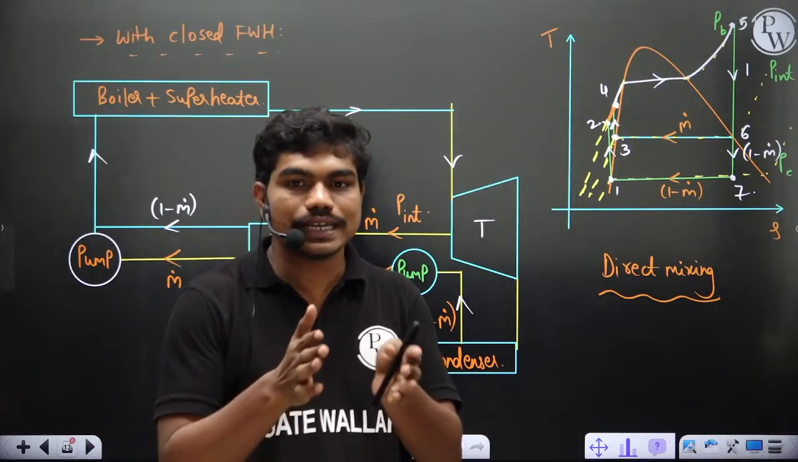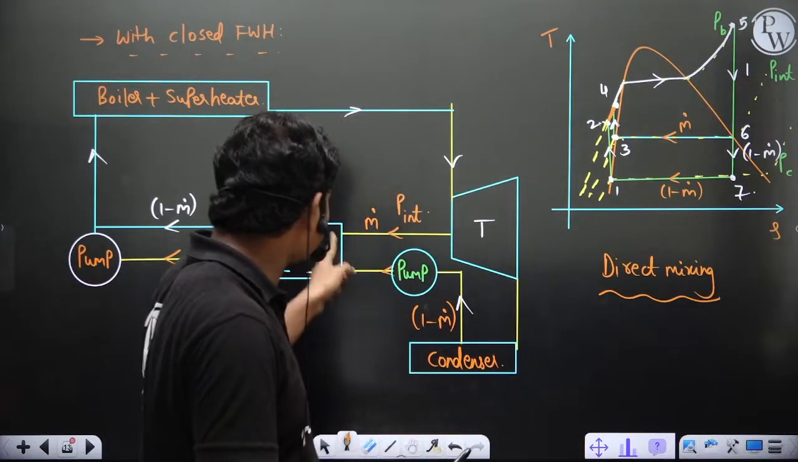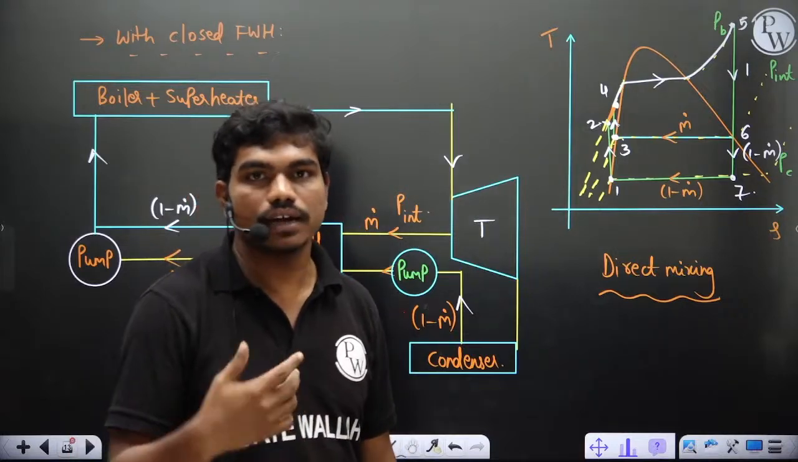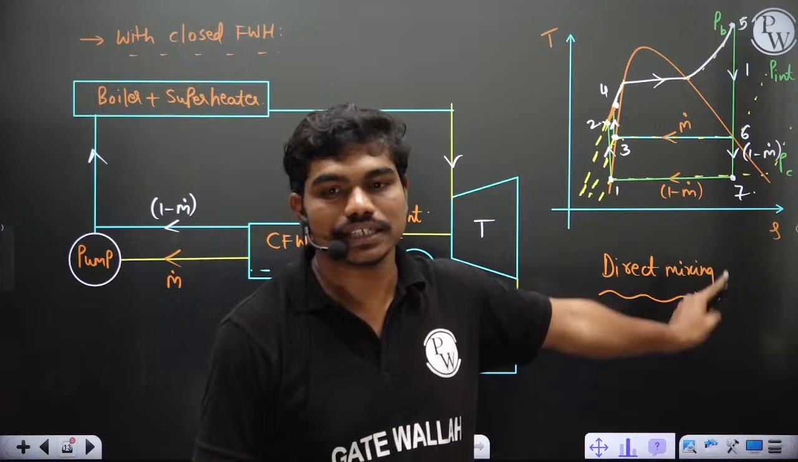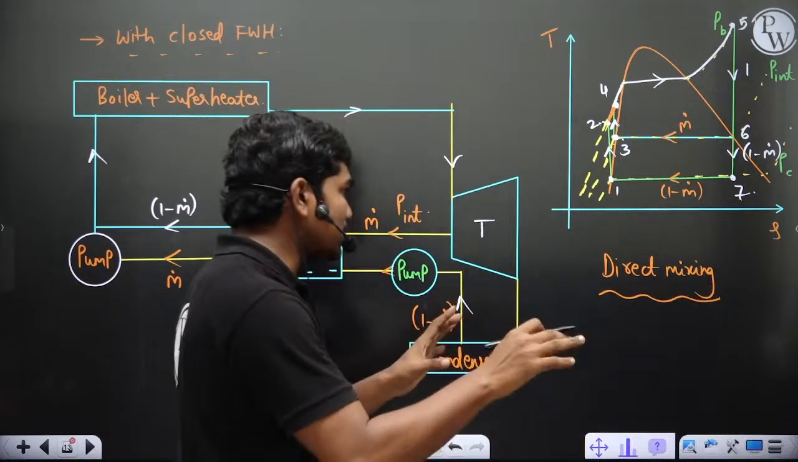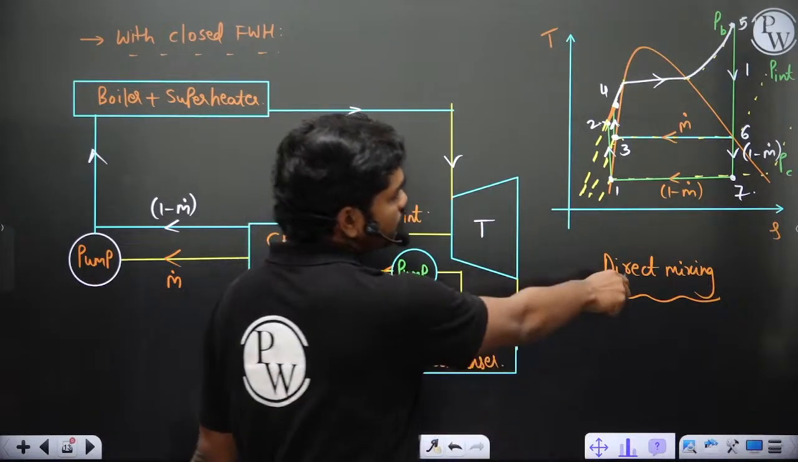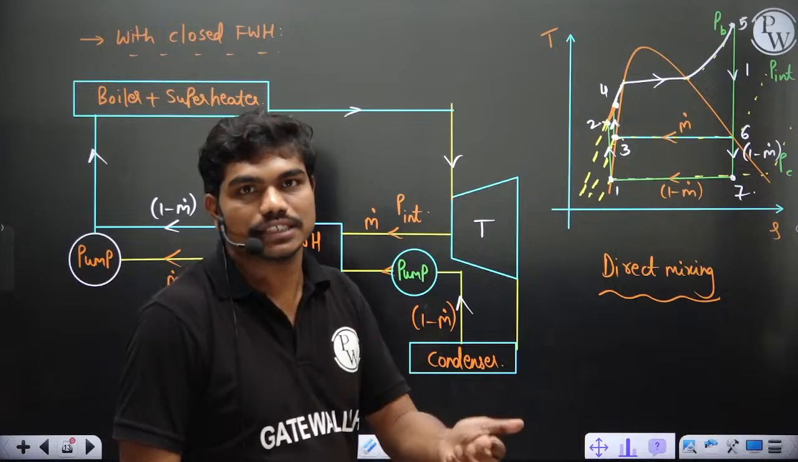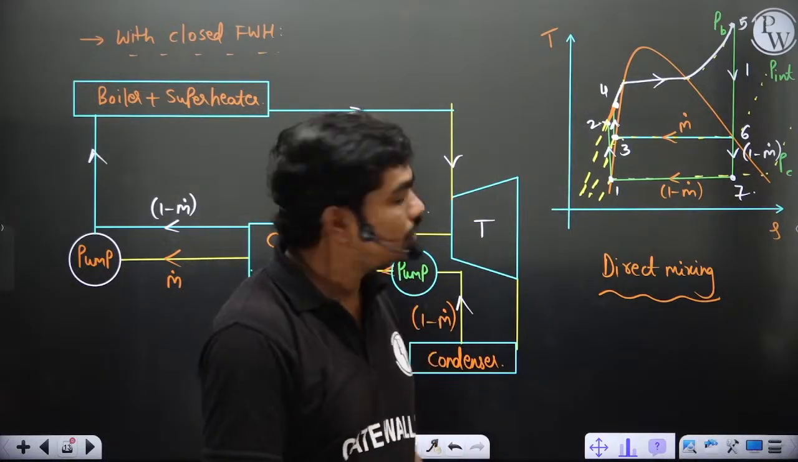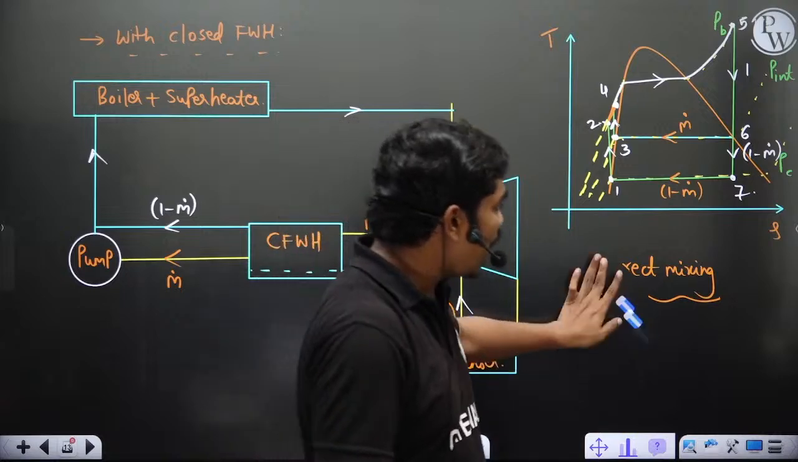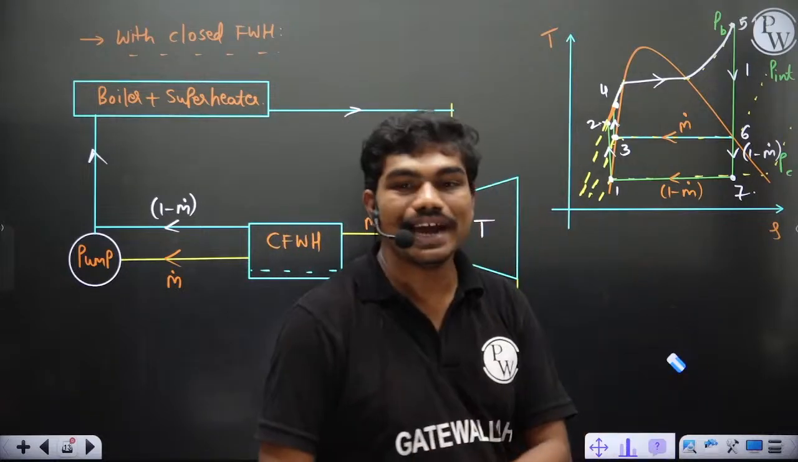Because in the case of closed feed water heaters, if you do second law of thermodynamics analysis of these cycles, in terms of exergy and entropies, all these things, you will find that direct mixing is actually more irreversible compared to indirect heat exchange. So that's why we generally go for closed feed water heaters, and normally in industries you can see they go up to 8 feed water heaters.